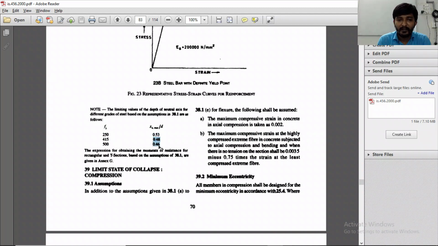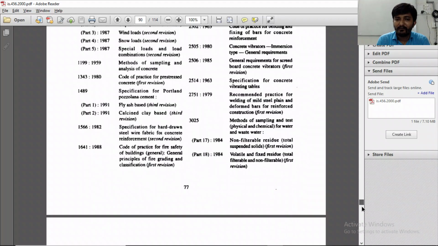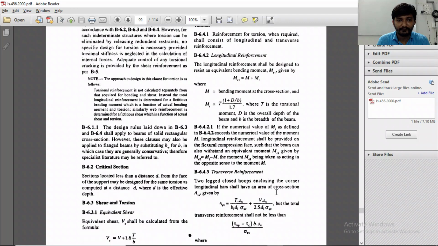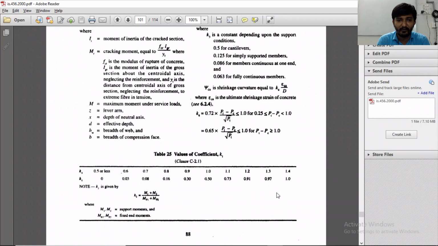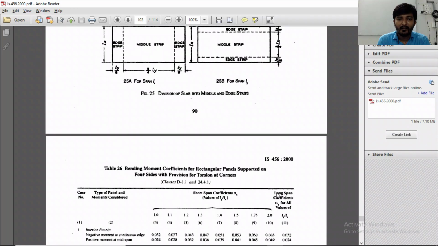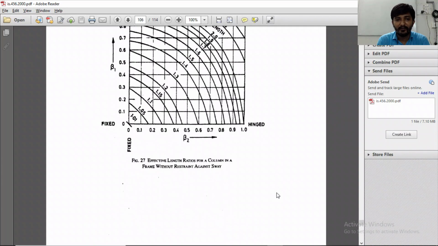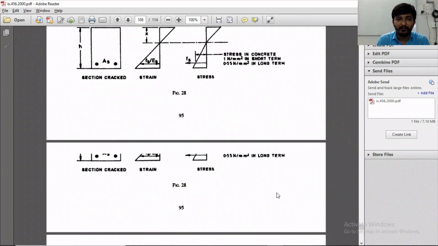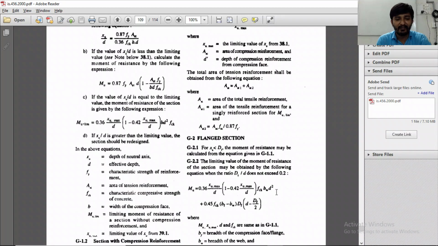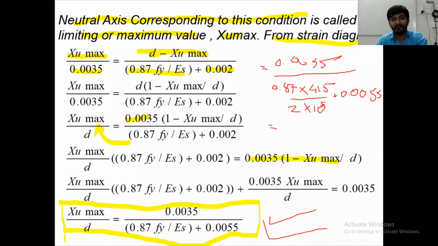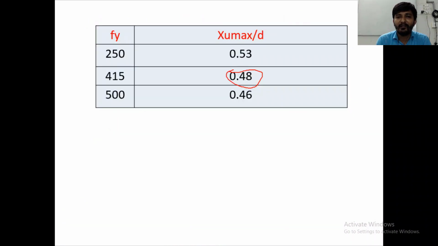So this is how you can calculate those values, and if you do not remember these values directly, you can calculate using the formula that we have derived, right? So let's go back to our Annexure G for the formulas. This is the important stuff to be remembered. This can be asked in your exams: what is XU max by D? If you do not remember direct values, you can use this equation for XU max by D. These are the values I have taken from IS 456 2000.